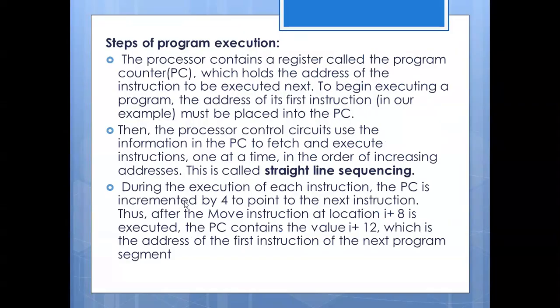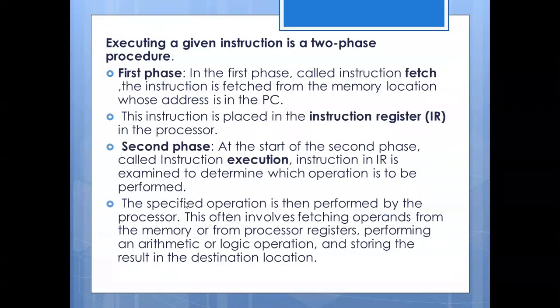This can be carried out in straight line sequencing. According to that list, it will fetch and execute, and this type of operation is called straight line sequencing. During the execution of each instruction, the PC is incremented by 4, like I said, 4 bytes. After the move instruction at location I plus 8 is executed, the PC contains the value I plus 12. Likewise, it will carry all the addresses to be executed next, so it keeps track of everything through the program counter.